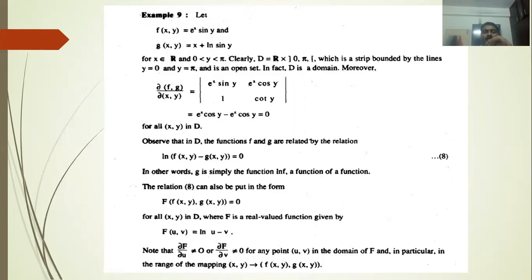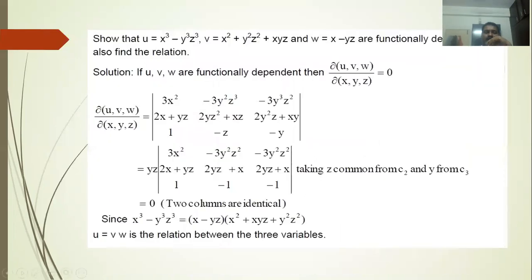Okay, so they are functionally dependent. f and g are, we can express f in terms of g. Another example: u equals x cube minus y cube into z cube, v equals x square plus y square z square plus xyz, and w equals x minus yz are functionally dependent, and also find the relationship between them.